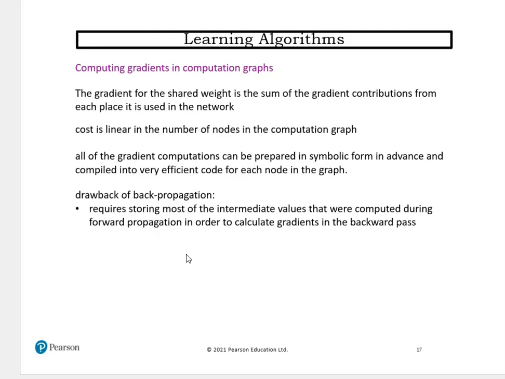Now, one drawback of backpropagation is that it requires storing most of the intermediate values that were computed during forward propagation in order to calculate gradients in the backward pass. So this means that the total memory cost of training the network will be proportional to the number of units in the entire network. So that's really the biggest problem here, is that you have to store all this intermediate information until you reach the weight W.